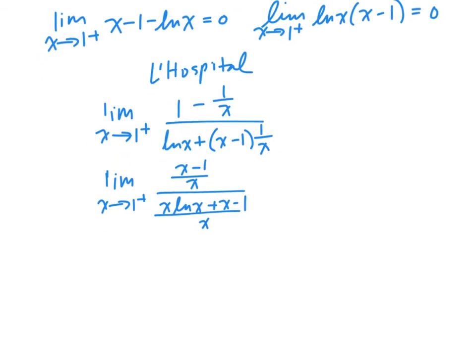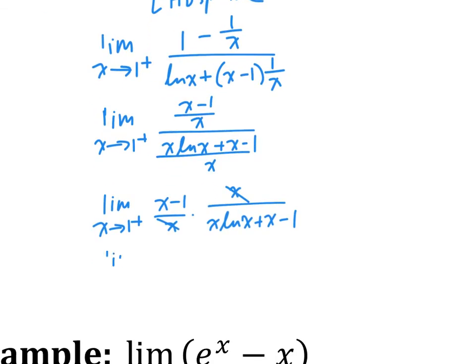Okay, let's simplify this some more. Limit as x goes to 1 plus of x minus 1 over x, times x over x natural log x plus x minus 1. That's the limit as x goes to 1 plus of x minus 1 over x natural log x plus x minus 1. All right, let's see what happens if we plug in 1. We get 0 over 0 again. That tells me that we need to take L'Hopital's rule one more time.